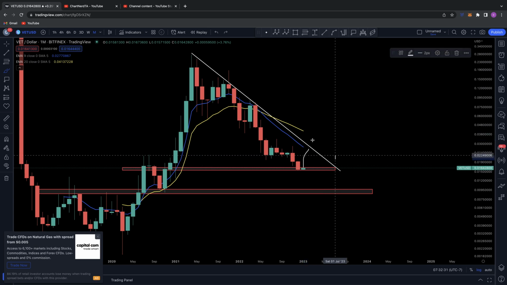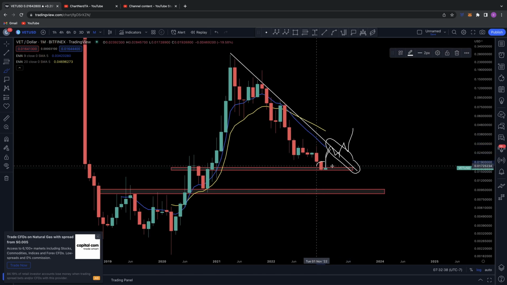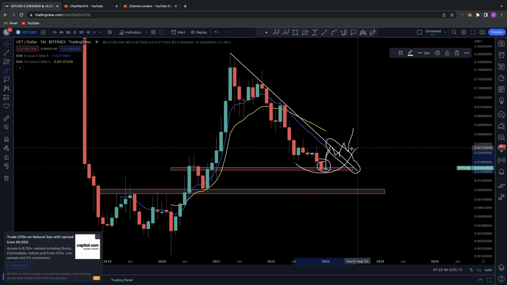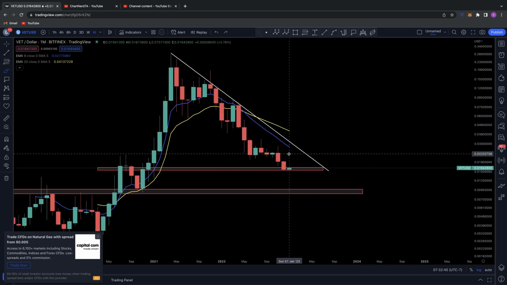So we tackle out this trend line, we break above this blue EMA and hold it as support. This would confirm that this was potentially the low, and you're starting to flip the switch here for VeChain. That's the bullish scenario, on this zoomed out perspective.